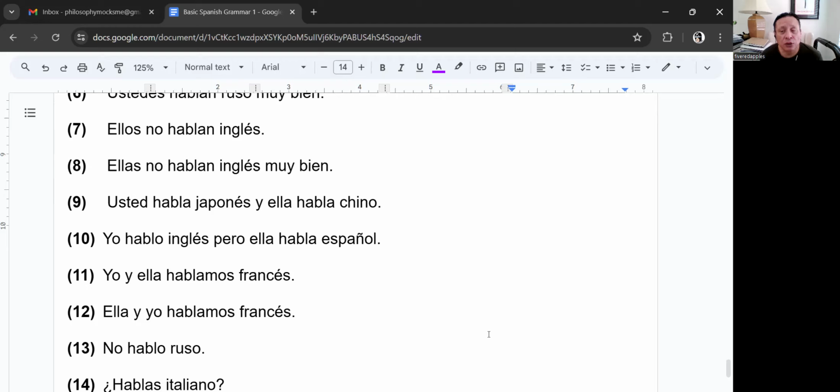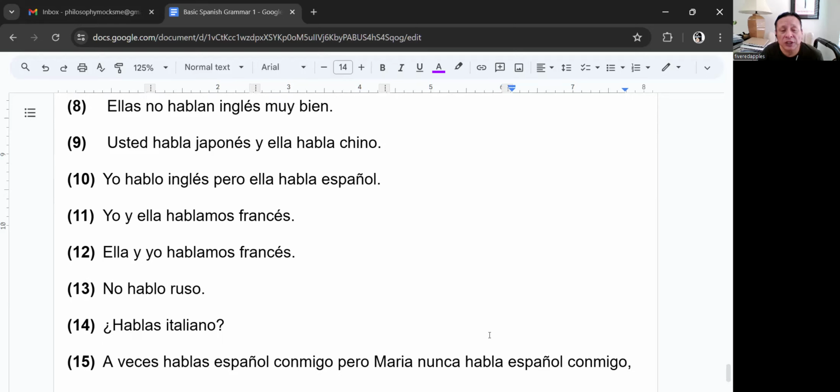Usted is the polite you, conjugates like ella, that's why it's habla. Japonés is Japanese, obviously. Did you remember what e is? Even if you don't, you might figure out the construction is going to require this word, which is and. Ella, feminine, is she. Habla, endings the same, speaks. Chino is Chinese. So you speak Japanese and she speaks Chinese. So you are mortal enemies.